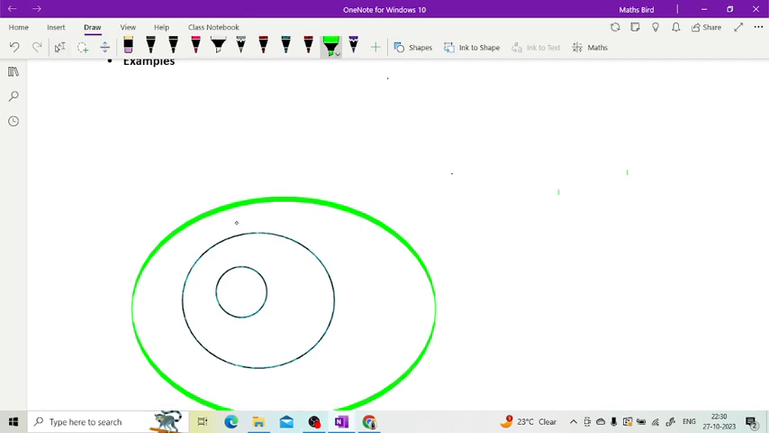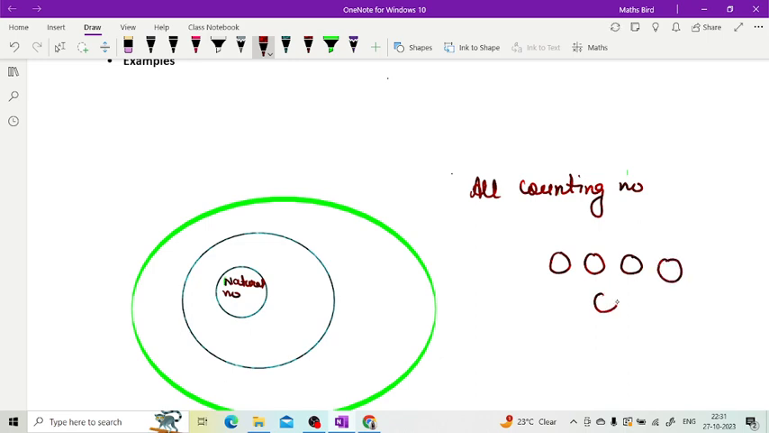Suppose this is a natural number. So what is a natural number? Simply we can say all counting numbers are natural numbers. Why are all counting numbers natural numbers? Suppose we have some balls, right? Now I am asking you how many balls there are. Count it. How will you count it? You will say 1, 2, 3, 4, 5 and 6, right?